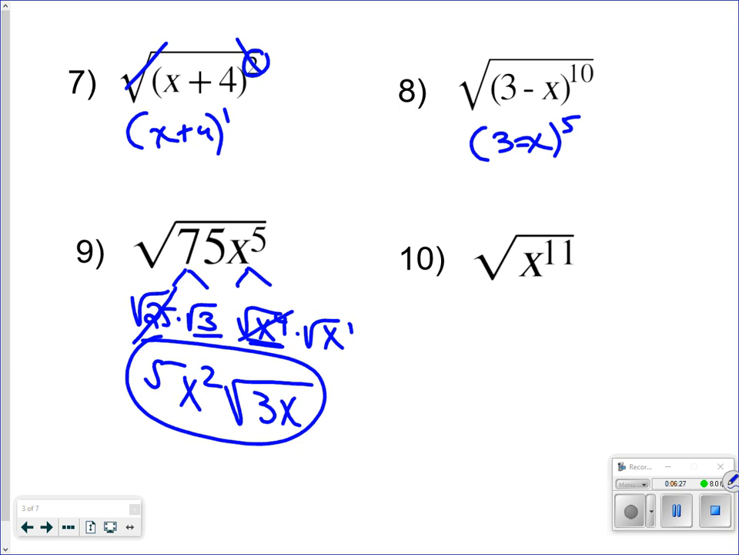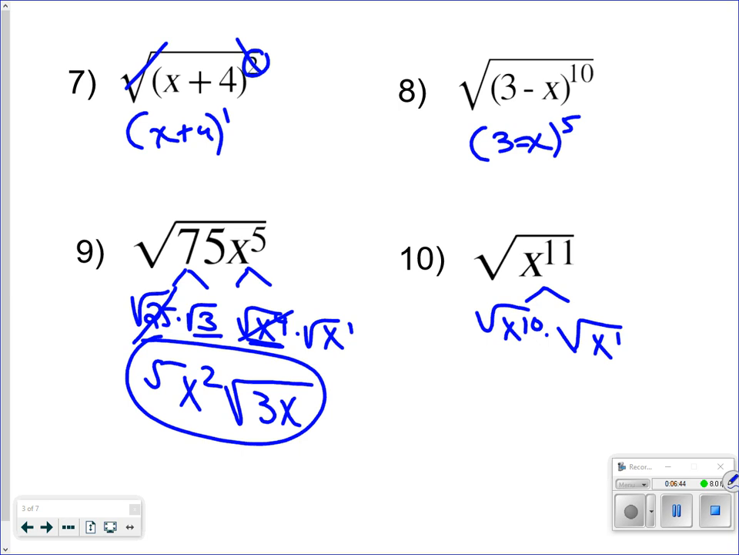All right, number 10, x to the 11th, odd or even? Good, odd power. Can't do odd powers. Break it apart. What's 1 less than 11? 10. X to the 10 times x to the 1.